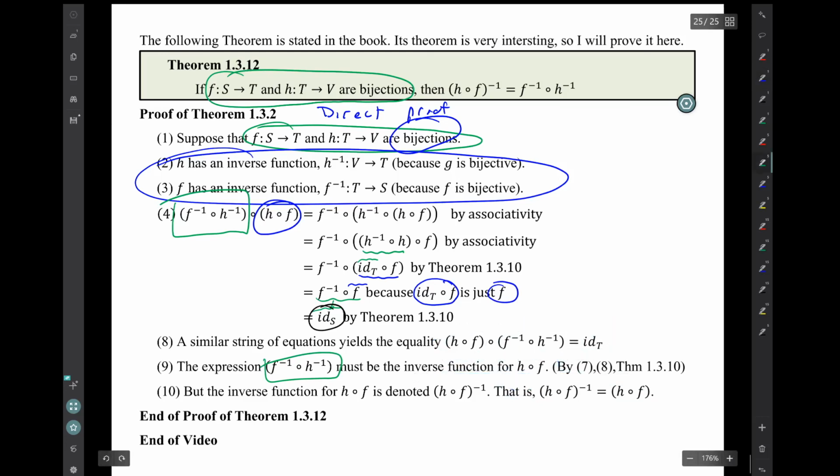this green thing can play the role. It is the inverse function for that thing. Oh, but we've already got a symbol for the inverse function for that thing. It's denoted this way. So what we found is the inverse function for that blue thing, and here I've made a mistake. This should say f inverse composed with h inverse.